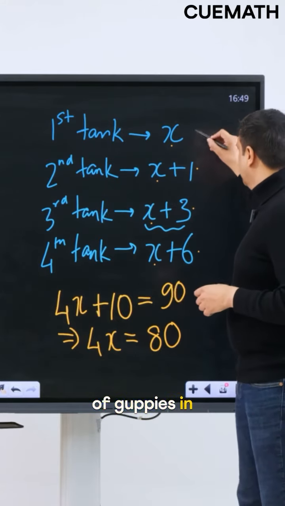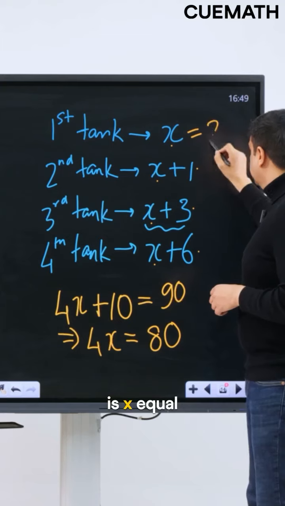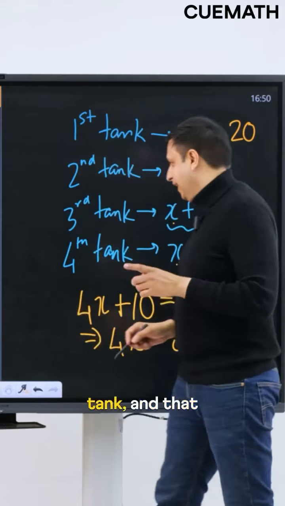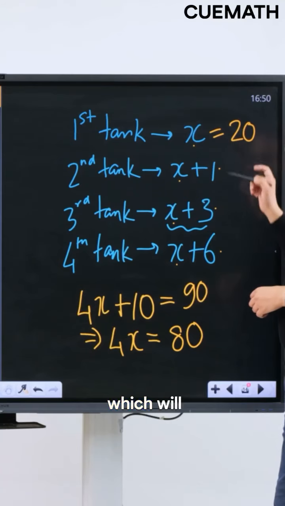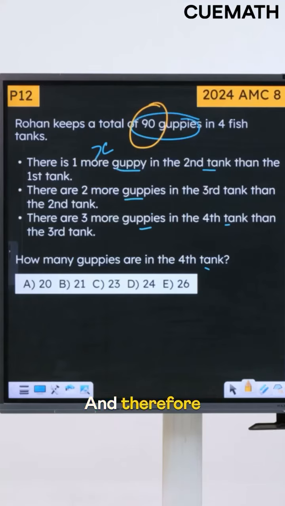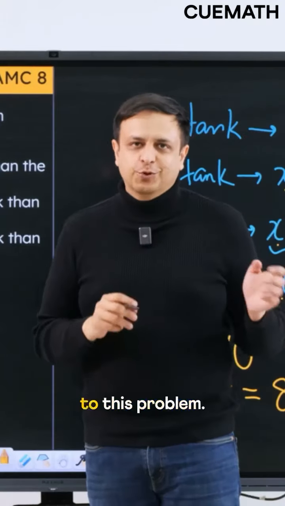So the number of guppies in the first tank is x equal to 20, but what we need is the number of guppies in the fourth tank, and that is x plus 6, which will be 20 plus 6 or 26, and therefore E, 26, is the answer to this problem.